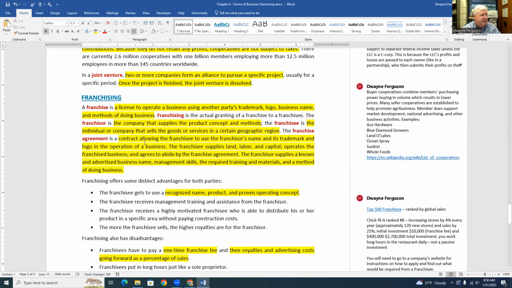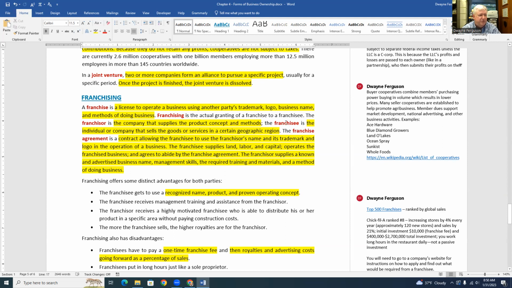Okay, so a franchise agreement. This is important here. It's a contract allowing the franchisee to use the franchisor's name, trademark, logo, and methods of doing business. The franchisee, that'd be you, the person that's bought the franchise, supplies the land, labor, and capital, operates the business, and agrees to abide by the franchise agreement. The franchisor, the one that's selling the franchise, supplies a known and advertised business name, management skills, required training materials, and method of doing business.